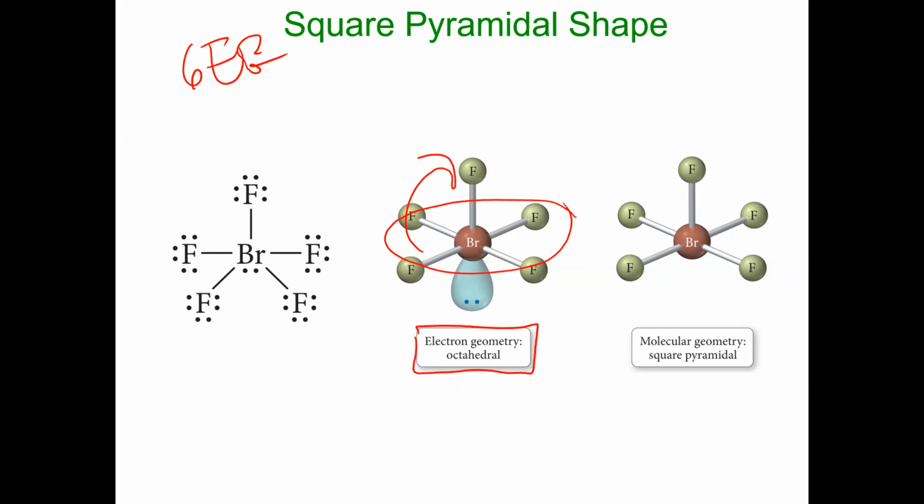It's actually easier when there are 6 electron groups. But when we name the molecular geometry, as always, the name is going to be different, and this is square pyramidal. The reason why is you have a base that's a square, and you make a pyramid. So your octahedral becomes square pyramidal when there's 1 lone pair.